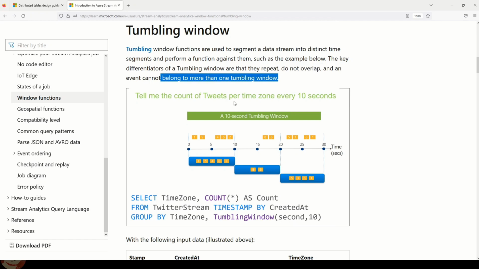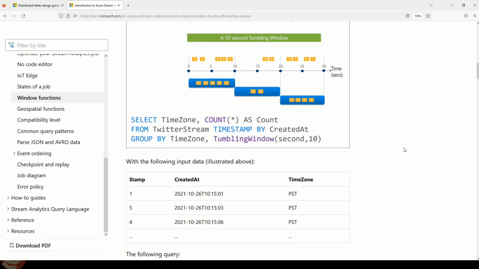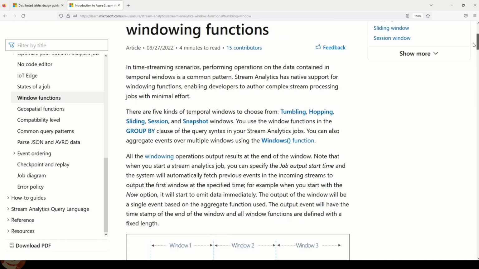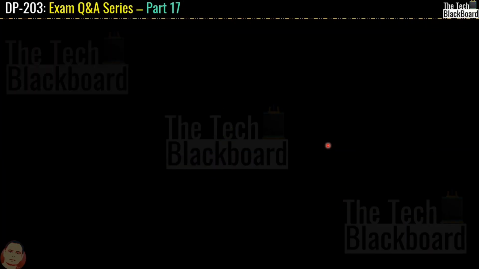Here you can see that we have a similar example where it says, tell me the count of tweets per time zone every 10 seconds. And here you can see that Microsoft has given a pictorial representation of the tumbling window along with a sample query. The link to this documentation is right there in the description box. Please do not miss reading about all the windowing functions. Moving on with the next question.